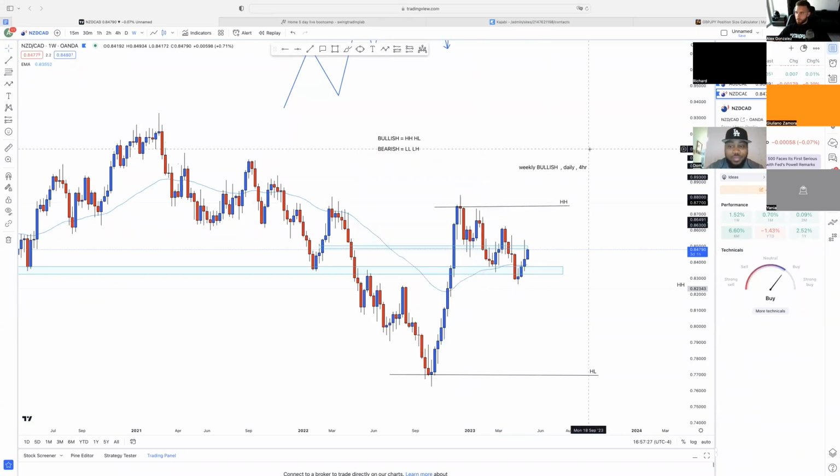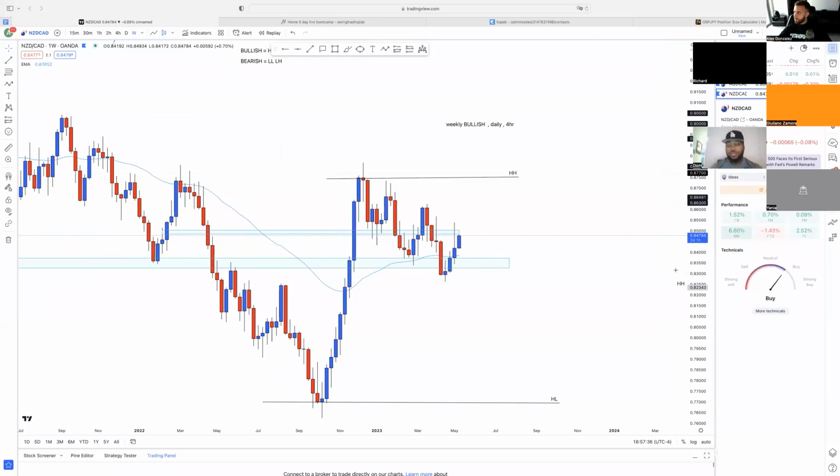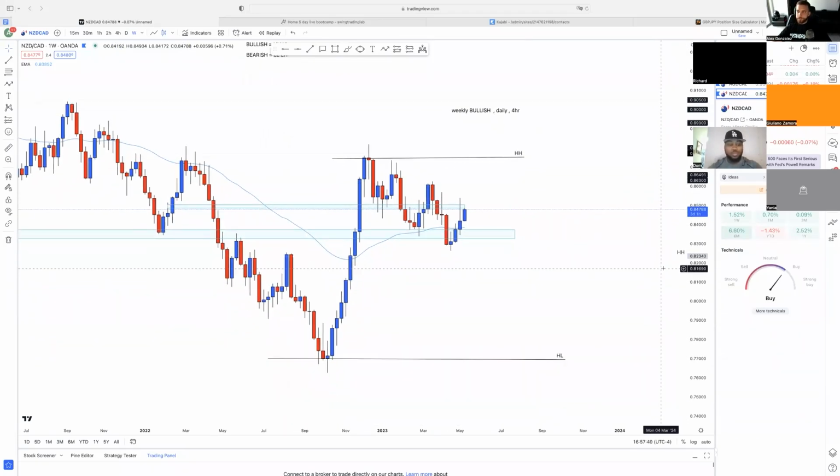bullish. All right, cool. So what do we do now? What is the next step? Do we just take the trade? No, what's the next step? Exactly. Correct. The next step is we go down to the daily.